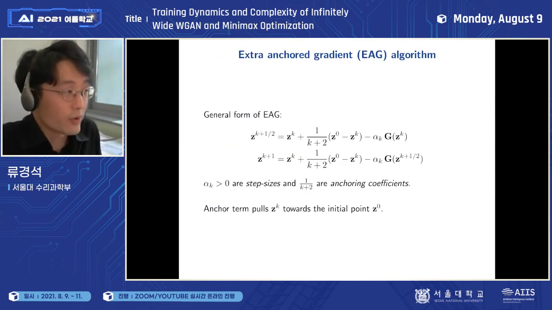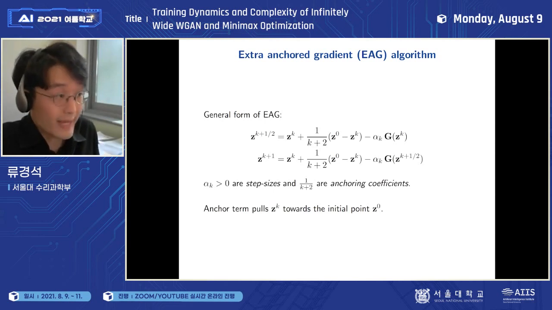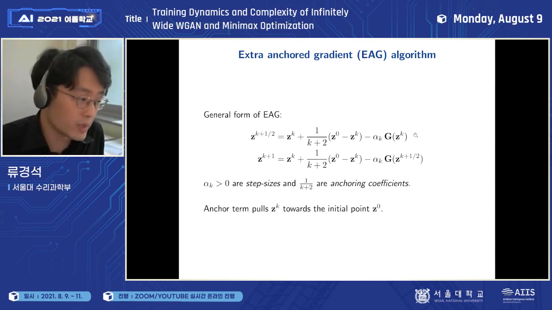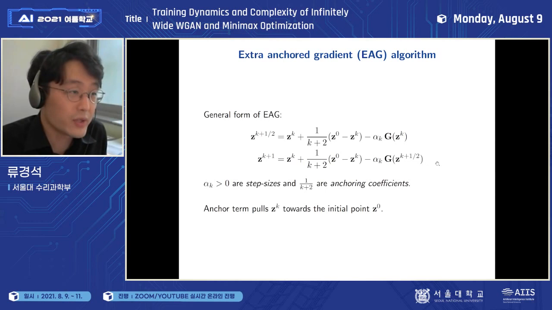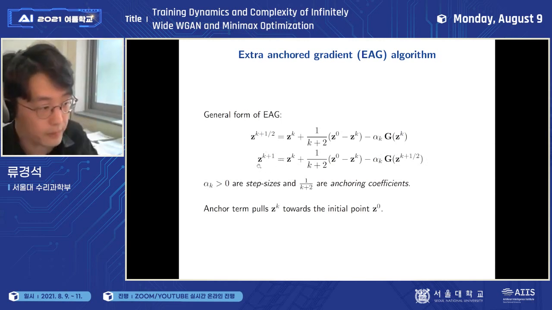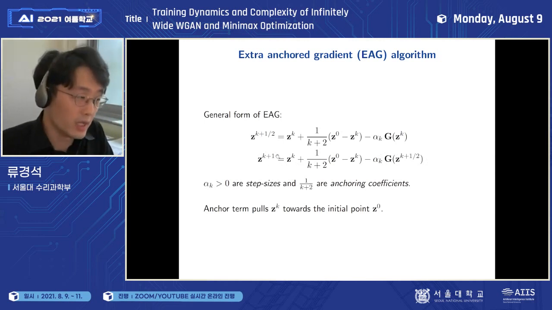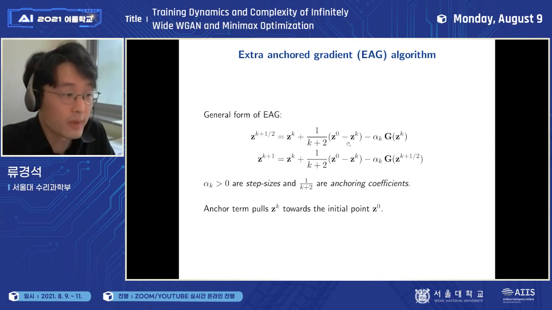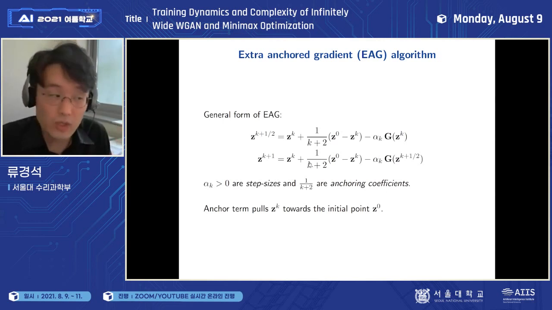The general form of the algorithm, which we refer to as the extra anchored gradient, EAG, has this form. It has this two-line expression, and it resembles the extra gradient method in the sense that from Z_k, we evaluate the gradient mapping. We go to Z_{k+1}, and then we evaluate the gradient mapping again from there, but then we return back to Z_k, and then we proceed to move to Z_{k+1}. But it differs from EG in the sense that it has this additional anchoring term. The term in the middle is referred to as an anchoring term, hence the name EAG.